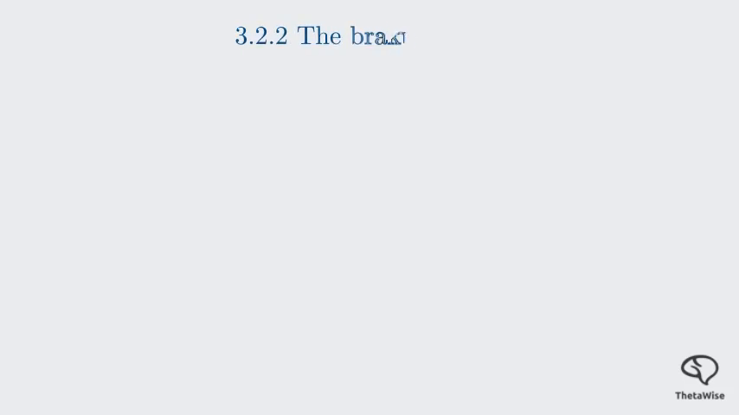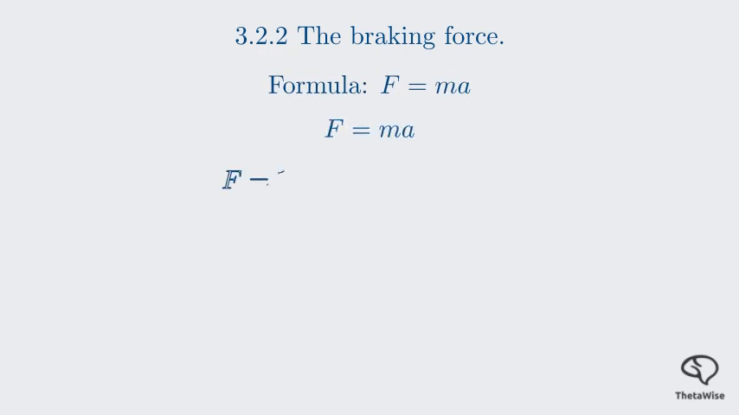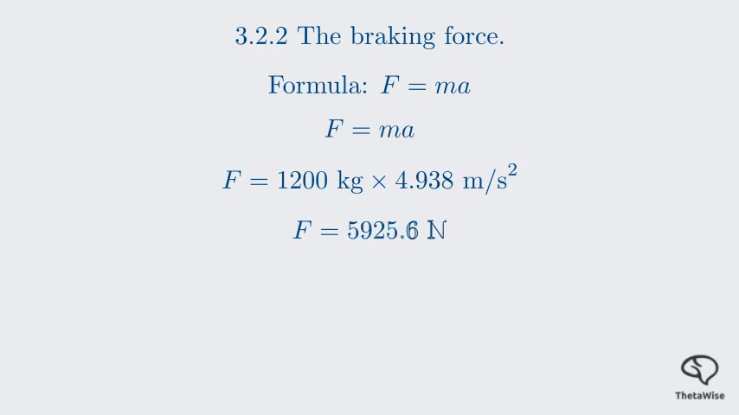Next, let's find the braking force. To find a force when we know the mass and acceleration, we use the most famous law in dynamics, Newton's second law. Newton's second law states that the force acting on an object is equal to its mass multiplied by its acceleration. This simple yet powerful formula is F equals ma. We just calculated the acceleration, and we were given the mass. We'll use the magnitude of the acceleration since force is also a magnitude in this context. So, we substitute 1,200 kilograms for mass and 4.938 meters per second squared for acceleration. Multiplying these values, we get 5925.6 newtons.